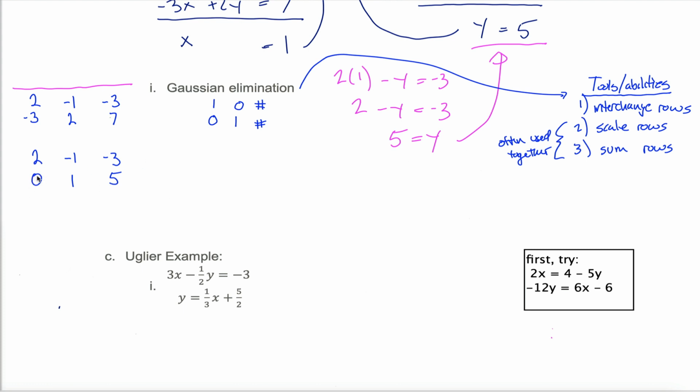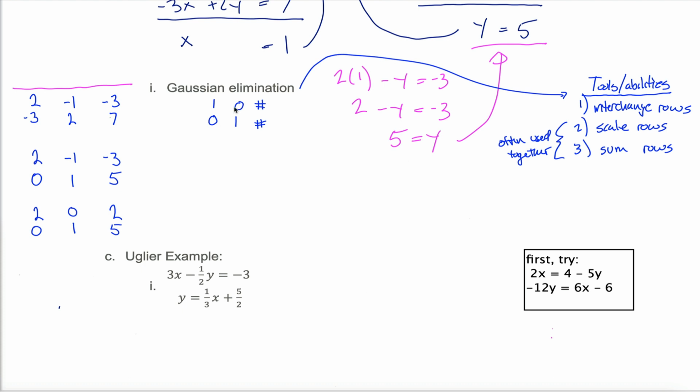Now that I've created this 0, I want to move on to this 0. How can I get a 0 in this spot? Well, it's kind of convenient, right? If I added these rows together, it's going to create a 0 in this spot. So I'll leave my bottom row completely alone because I already have my 0 there. And in place of my top row, I'll write the top row plus the bottom row. 2 plus 0 gives me 2. -1 plus 1 gives me the 0 that I was looking for. And -3 plus 5 gives me a 2.